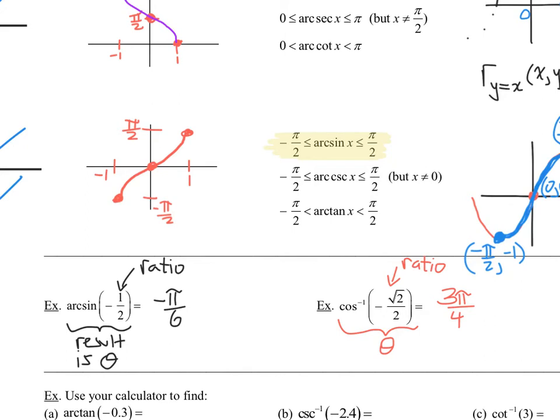Negative 5 pi over 4 would be a coterminal angle. It's getting to the same location, but since it's not within the domain, it's not technically possible. So if it's not possible, it can't be an answer.